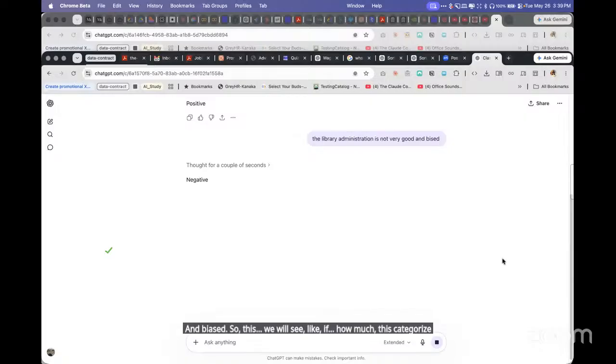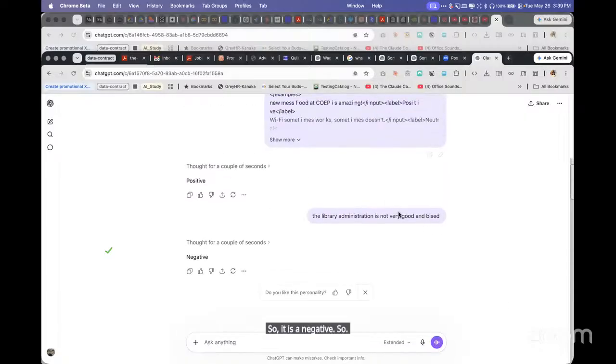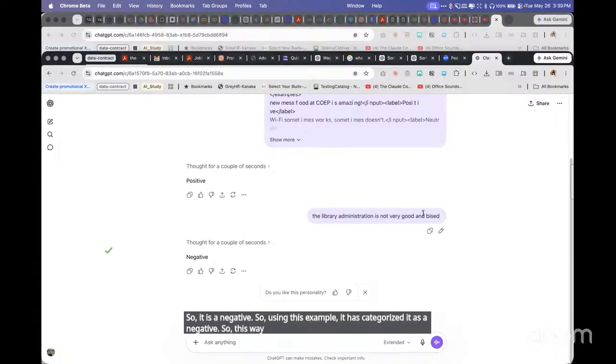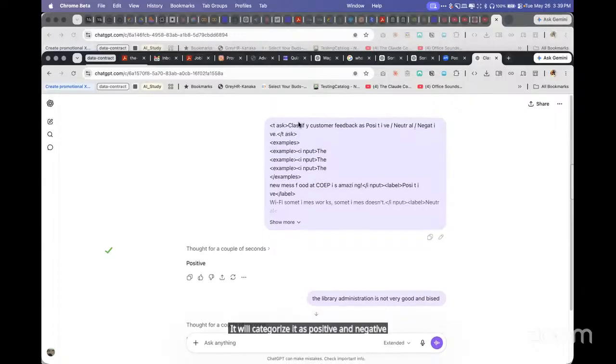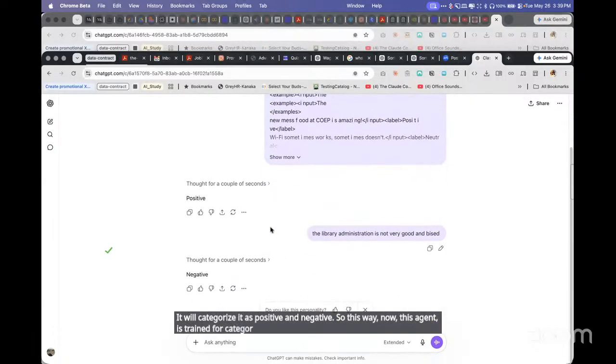So it is a negative. So using this example, it has categorized it as a negative. Now I have trained this LLM to categorize these statements depending on the sentiment. If I provide multiple examples, it will categorize them as positive and negative. This way, this agent is trained for categorizing user feedback reviews into positive and negative.